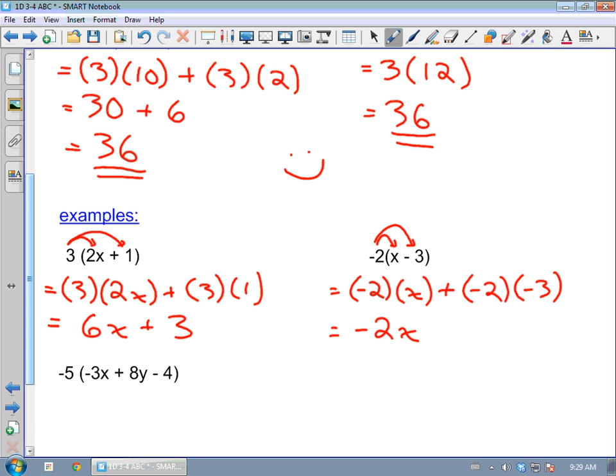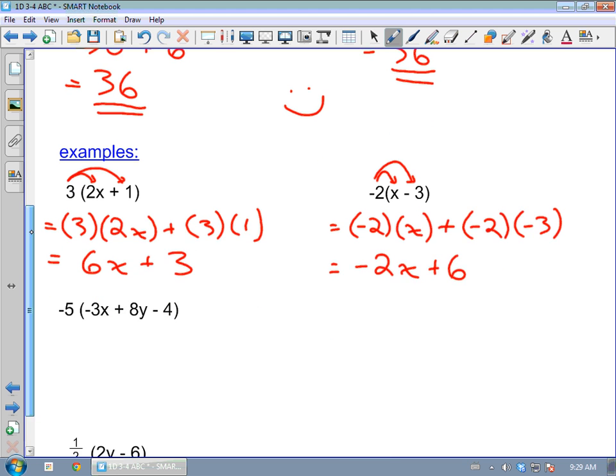And then negative 2 times negative 3, let's see, negative times a negative gives me a positive. Multiply the numbers together, I get a positive 6. So negative 2x plus 6. Can I add these together? No, because they're not like terms. Okay.